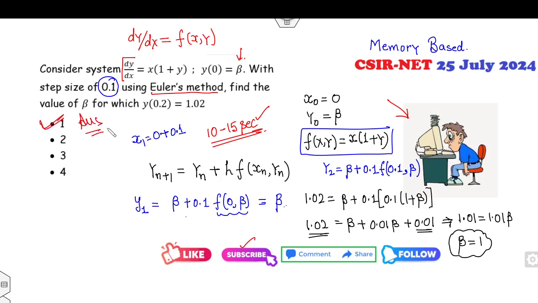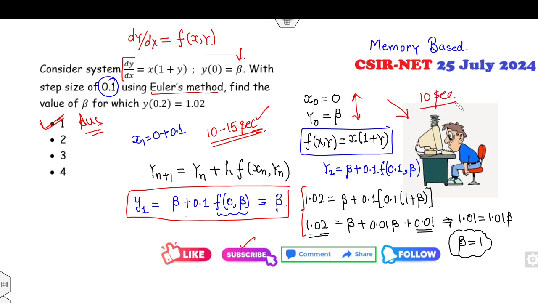You can see there is no need to write this in your examination. You can calculate this y1 value directly in your mind. So the only thing you have to write in your examination is just this second step. And how many seconds do you need? Maximum 10 seconds to solve this problem.